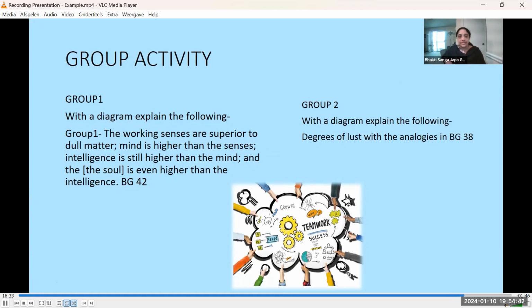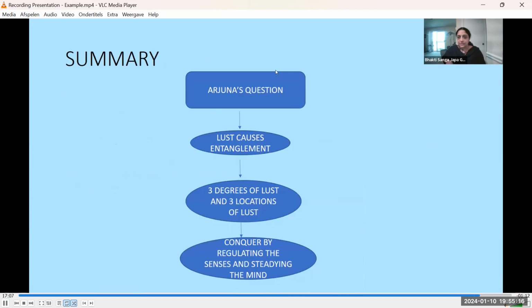And for group 2, they will sit together in a breakout room and, with a diagram, they will explain the 3 degrees of lust that we just discussed in a diagrammatic format. So that way, when you put your thoughts into a drawing or into writing, it gets reinforced very nicely. So this will be the group activity for both groups. Please go into breakout rooms, and when you come back, you can share with us how you have chosen to depict these 2 verses. Thank you all so much.